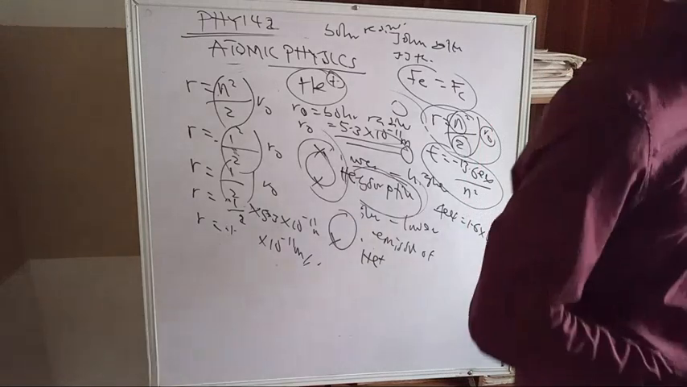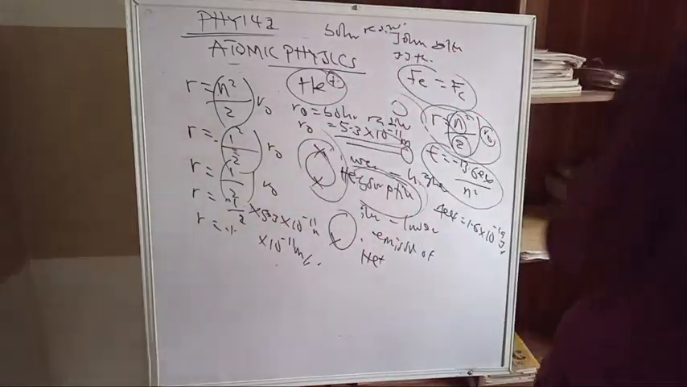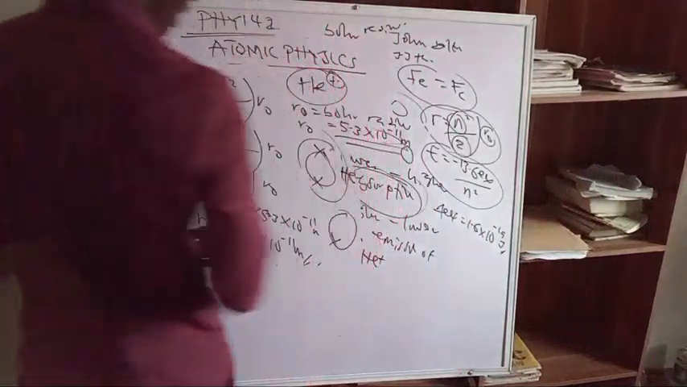Now, if you have to calculate the speed of an electron, how do you calculate for it?